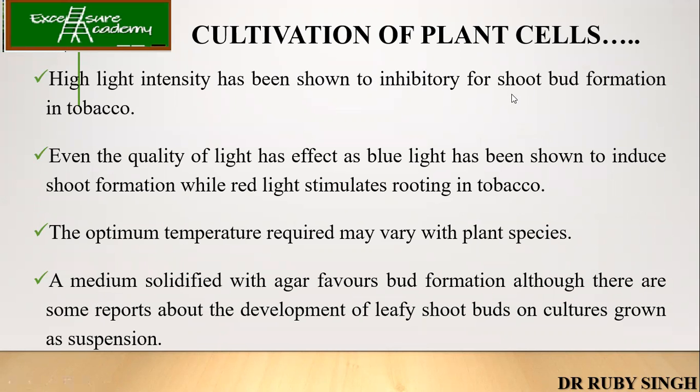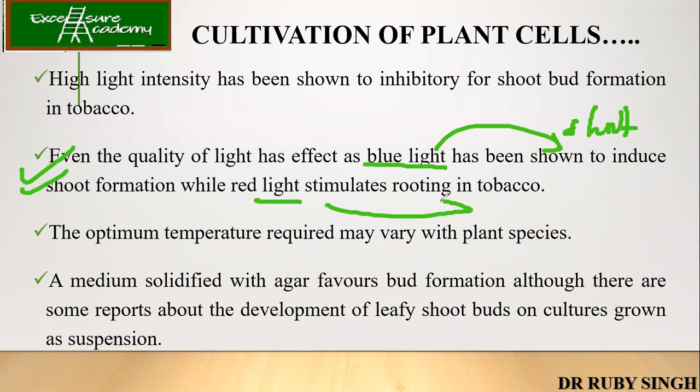Even the quality of light will have an effect. For example, blue light induces shoot formation, while red light stimulates rooting in the case of tobacco plants. All these studies were done in tobacco. So guys, this is also important. Remember that blue light is helpful for the shoot, whereas red light is helpful for the roots. And of course, the optimum temperature will vary depending on the plant species you're working on.